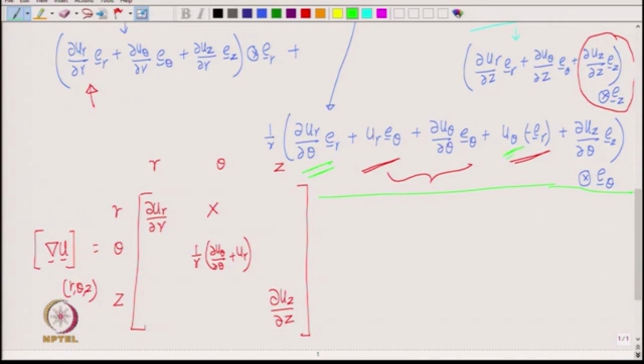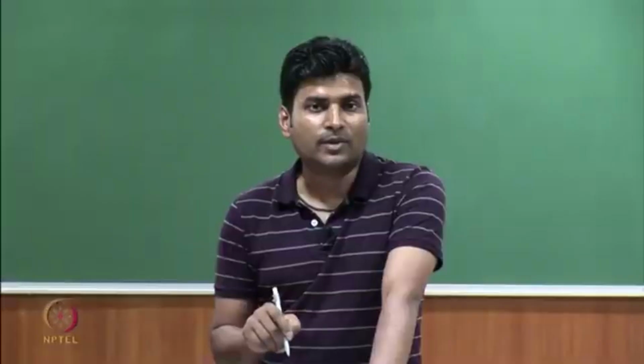over here, right. So, in the cross over here, we would write down 1 over r of del u r by del theta minus u theta. You see we get a minus sign because it is u theta into minus E r. So, we have to likewise work out everything, and you see the displacement gradient, it is not a symmetric matrix.